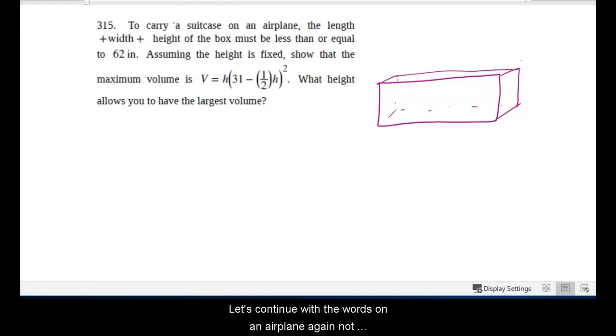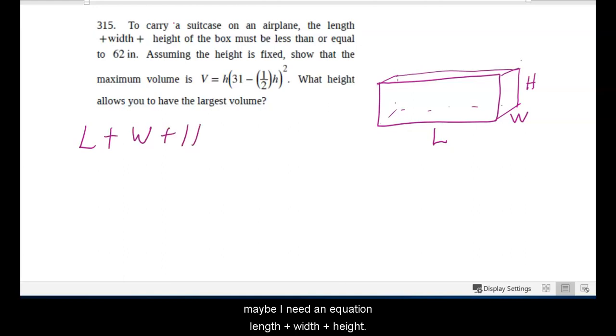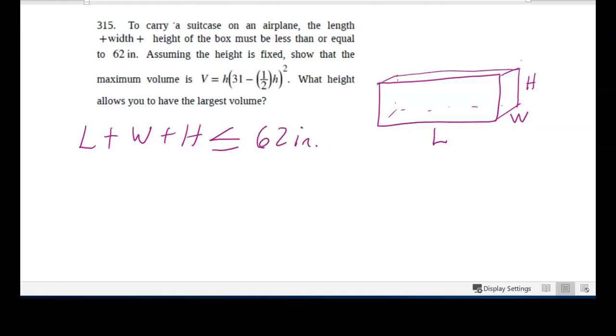On an airplane, again, not necessary for the suitcase. The length plus width plus height of the box. Now for that, I need to put labels on my picture. So I'm going to call this the length, I'm going to call this the width, and I'll call this the height of the box or the suitcase must be, okay, now wait a minute, it said length plus width plus height. Maybe I need an equation. Length plus width plus height must be less than or equal to, okay, that would be this symbol, 62 inches. So I can write that down.